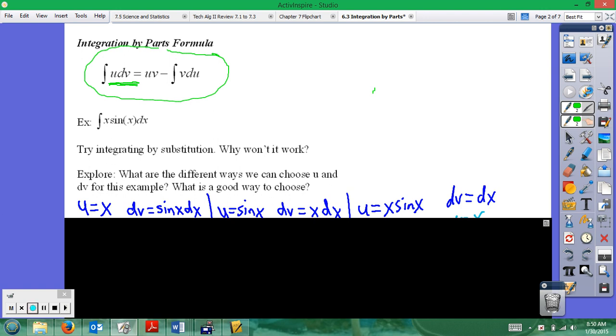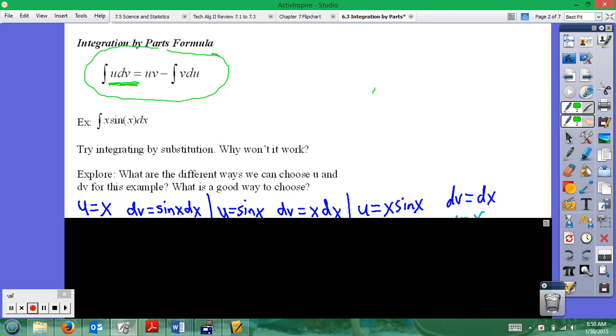We can let the u equal the x and the dv be the sine x dx. We can let the u be the sine x and then let the dv be the x dx. Or let the u just be that whole thing, the x sine x, and let the dv be a dx. Now, in order to finish the formula, look over to the right.